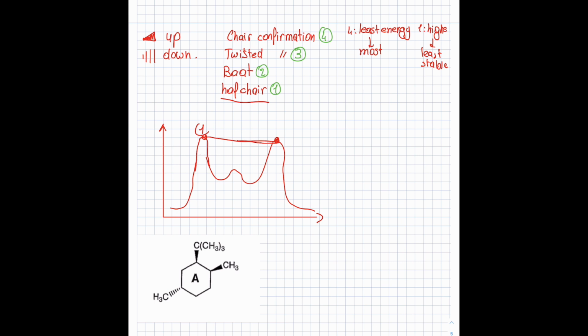So giving those two peaks number 1, we know that the chair conformation is gonna be the most stable, meaning this one is gonna be the least energy. So that's 4 and 4. And this here is the potential energy, right? And then the boat conformation is gonna be right here, and then the twisted are gonna be right here. Twisted is gonna be number 3, so that goes right here.